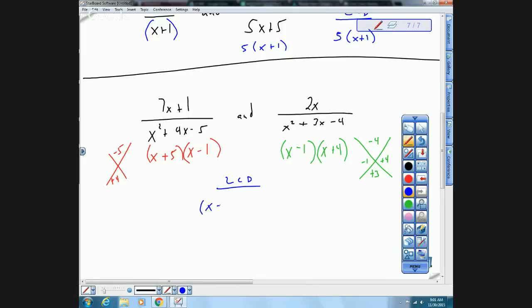They share an x minus 1. And then that leaves me with an x plus 4 left over and an x plus 5 left over. So that entire thing right there would be my LCD.